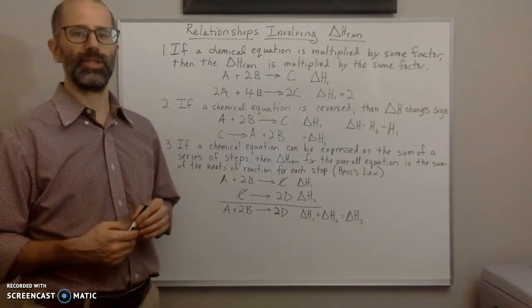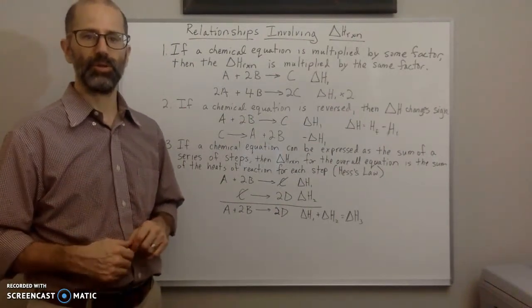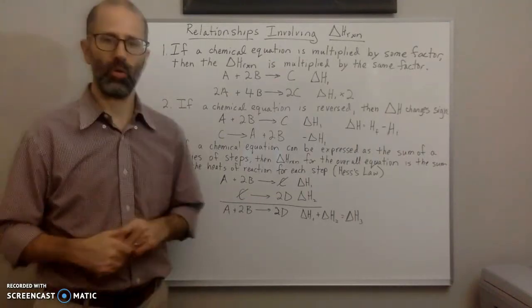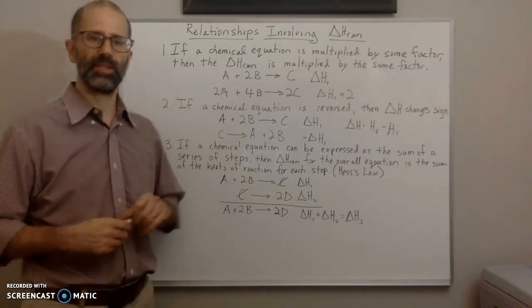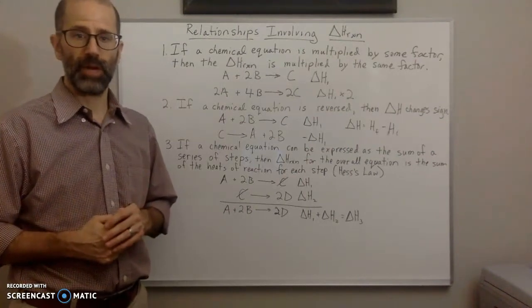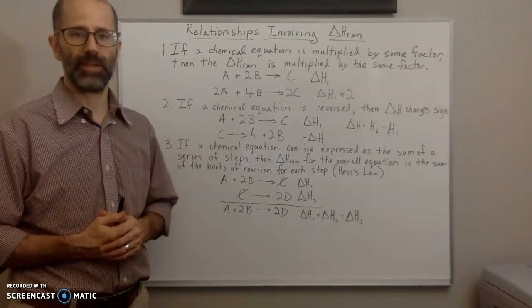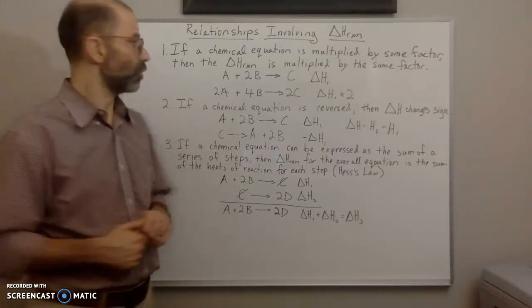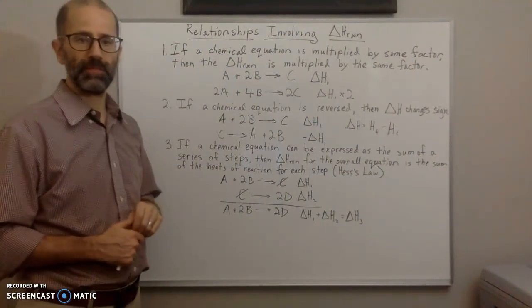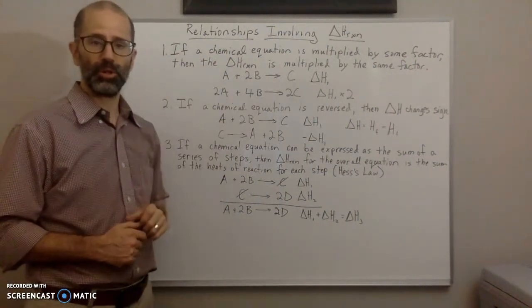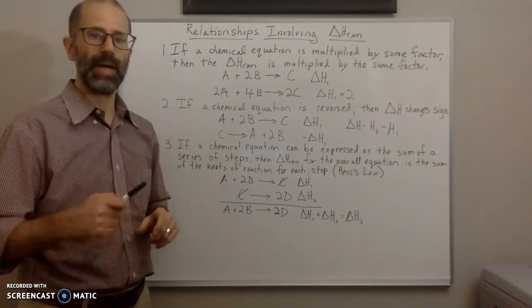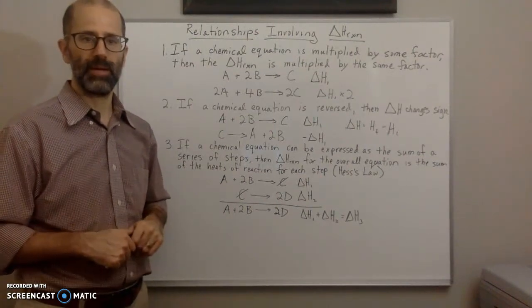So there are other relationships that we can talk about with regard to delta H of a reaction. There are three main relationships that I want to go over and give examples for, because this is going to be useful for future problems when we're trying to figure out the delta H's of different reactions or reactants. So the first relationship is that if you have a chemical equation and you multiply that chemical equation by a factor, then you can multiply the delta H of the reaction by the same factor. You must multiply that together.